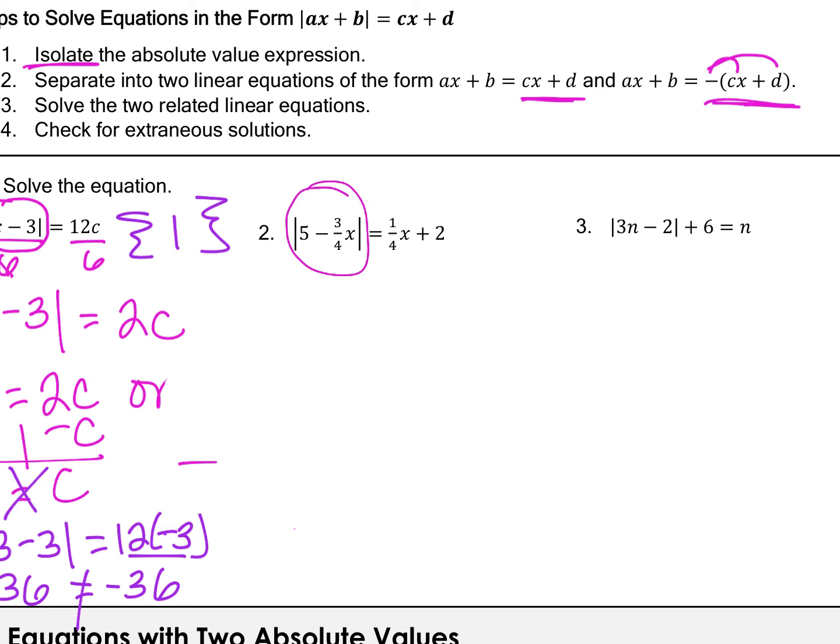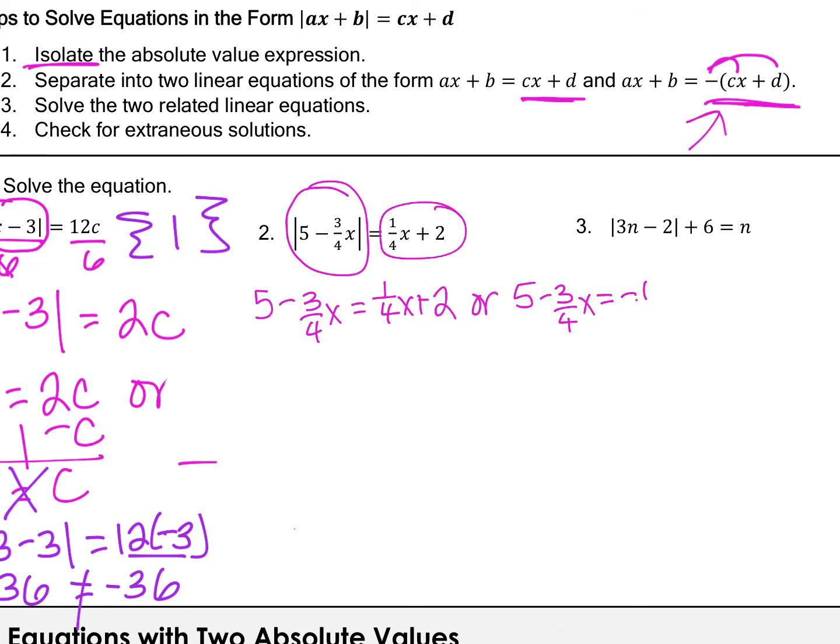So my next step would be to set each. So I'm going to take my 5 minus 3/4 x equal to the right side, 1/4 x plus 2. But remember, that inside piece can also equal the negative of it. So that's what I was talking about earlier. Make sure you're changing the signs of both of these. So it would be a negative 1/4 x and then a minus 2. Okay, solve them separately.